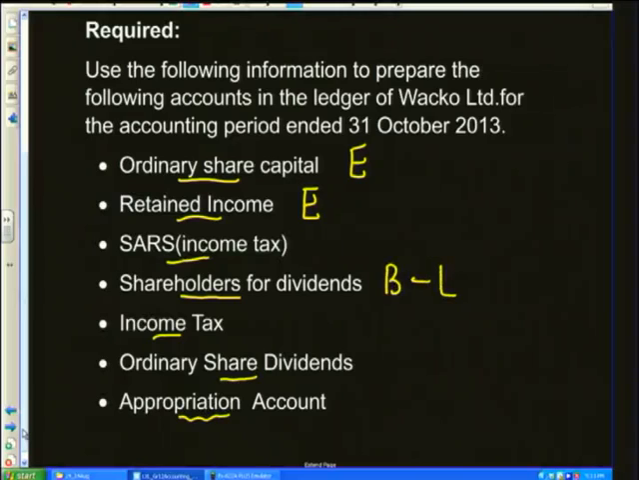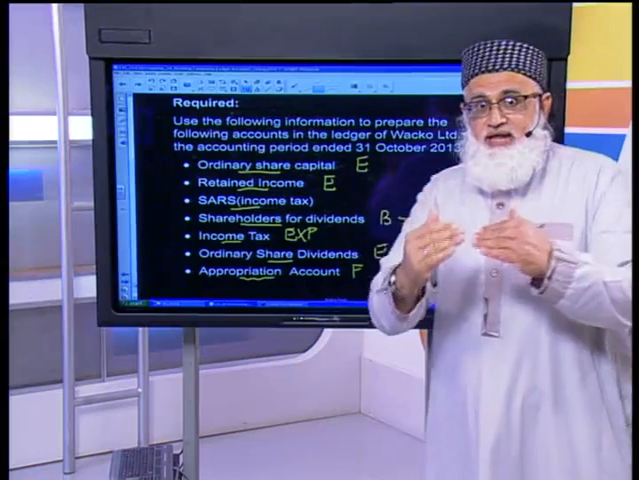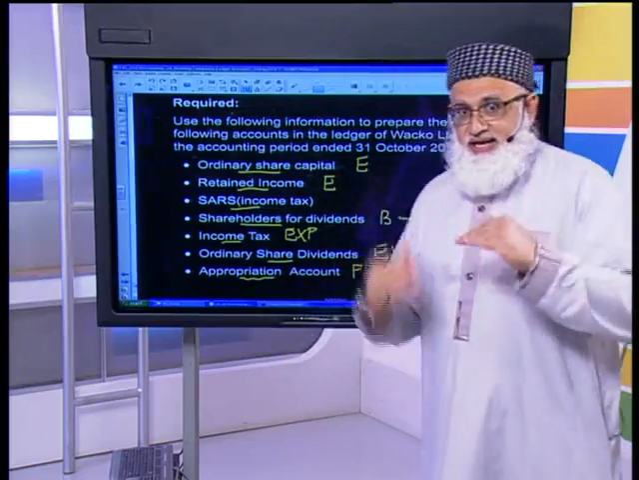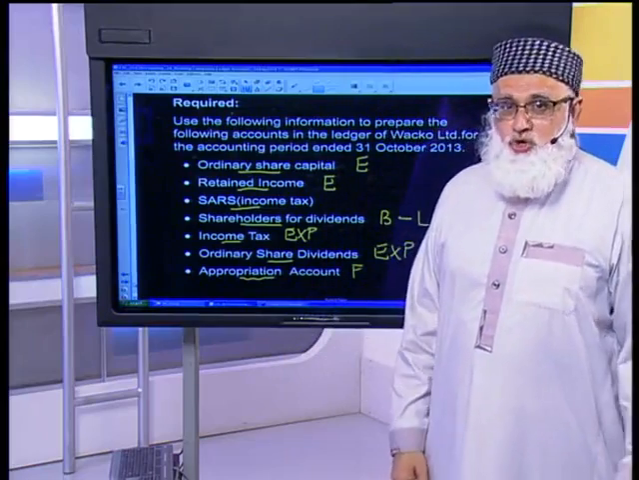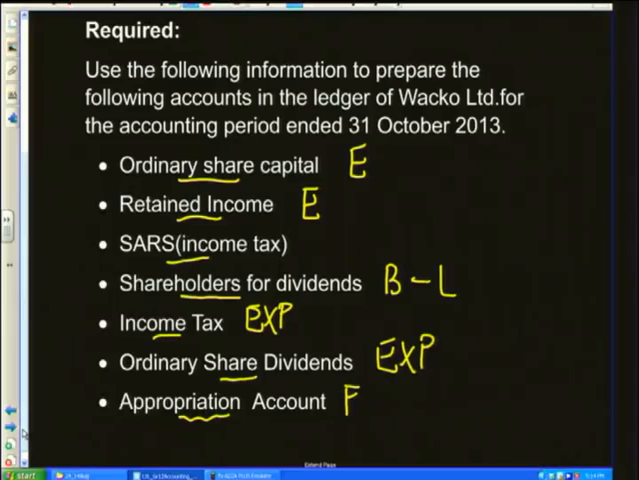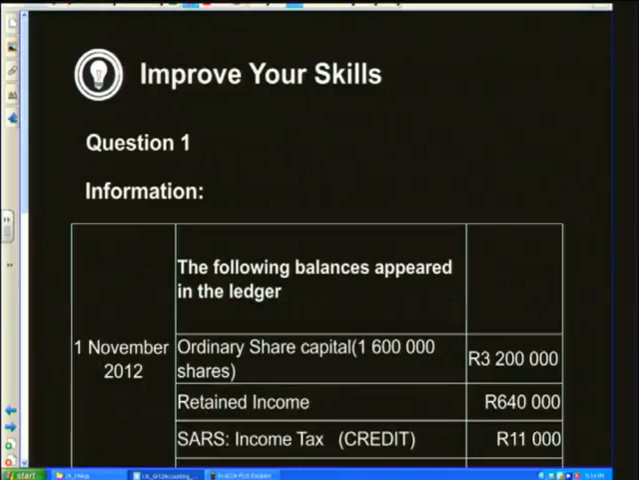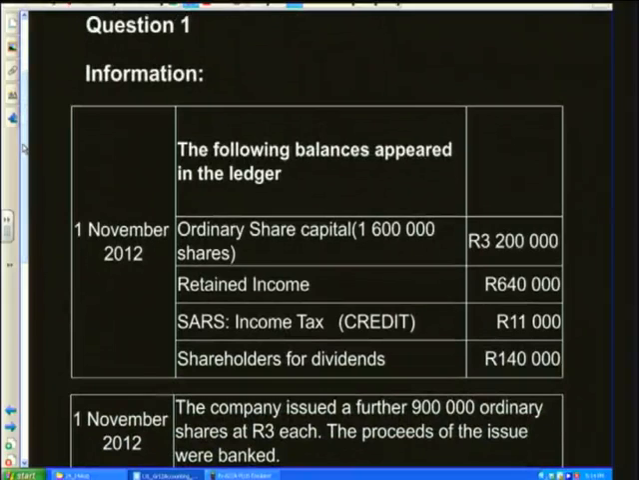Income tax is my expense account. Ordinary share dividends is my expense account. And finally, my appropriation account, which is my final account. So what have I done? Already, I've set the tone, so you know exactly in which category these accounts would fall. Right.